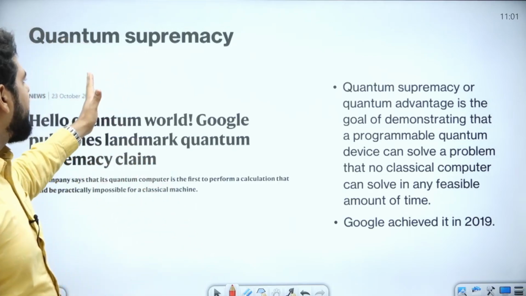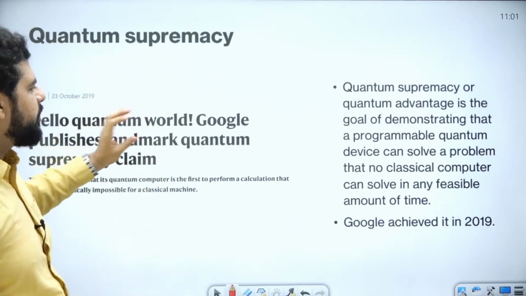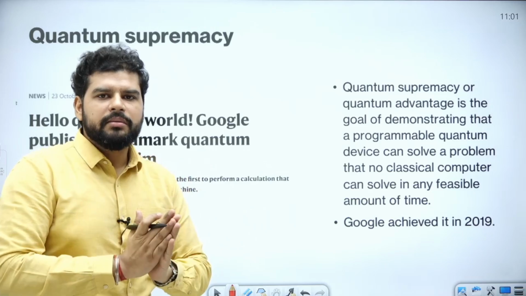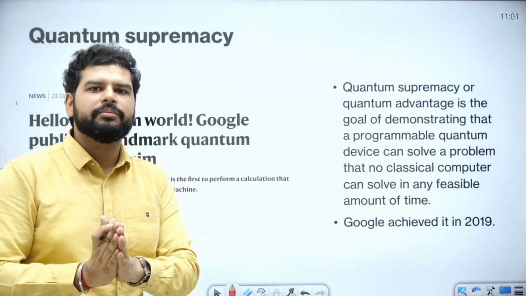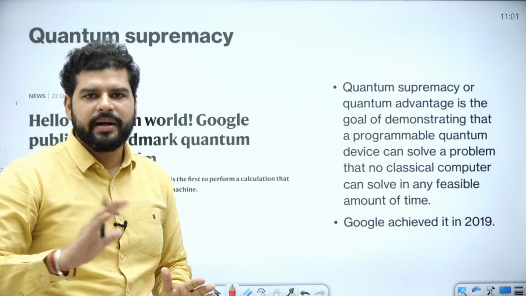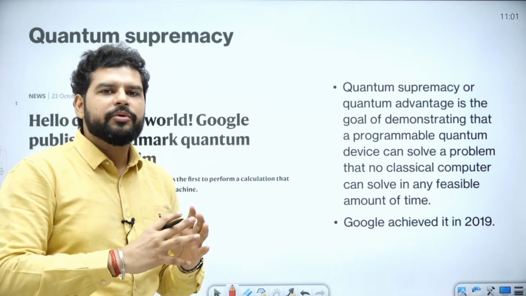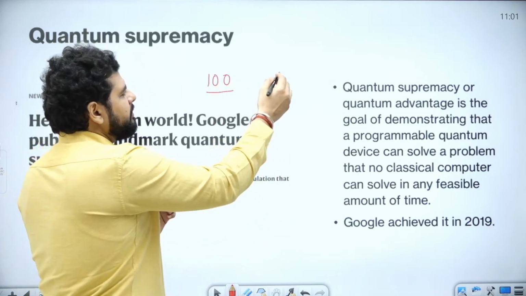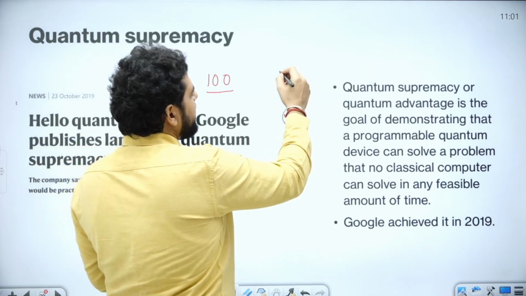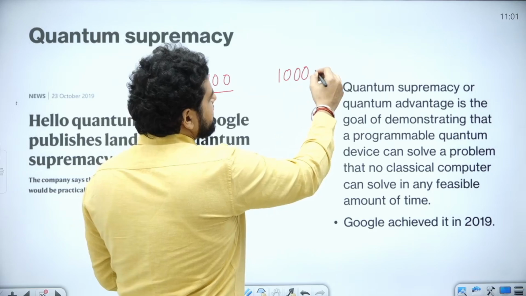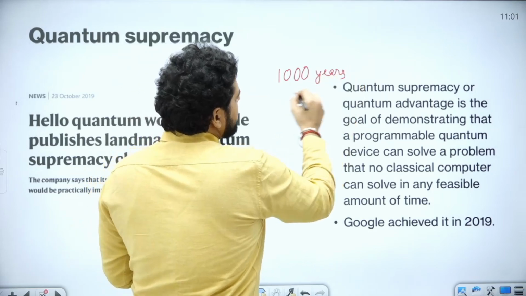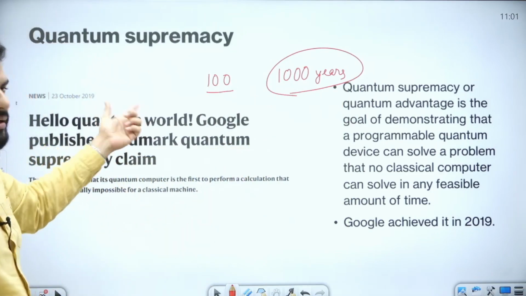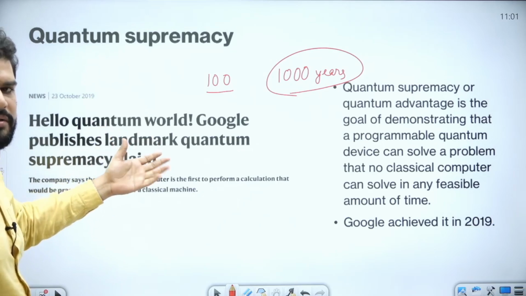So Google has claimed first quantum supremacy in 2019. Now what this means is, a quantum computer solves a problem that will take a classical computer a very long time, which is not practical. That means a quantum computer will solve a problem in, let's say, 100 days, but the same problem will be solved by a classical computer in, let's say, 10,000 or 1,000 years. Now this time is not practical, of course. So quantum computers are superior to classical computing, obviously.